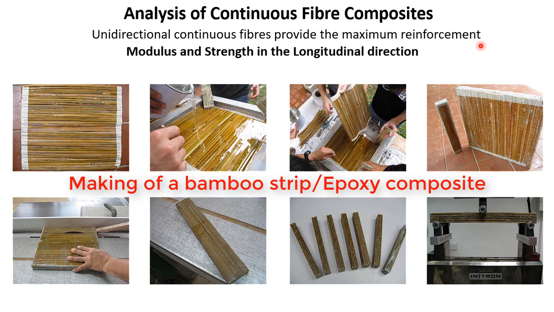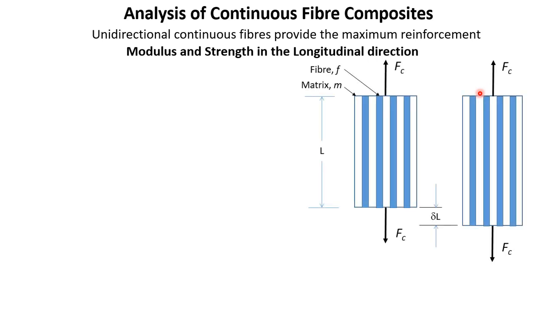its longitudinal direction. Let us consider this composite, which has all of its fibers arranged in one direction and the fibers are continuous. So in this composite, we can see that fibers are all aligned in one direction. They are parallel to each other. There is no fiber in any other direction but one direction, and this direction is called longitudinal direction. That means along the length side.